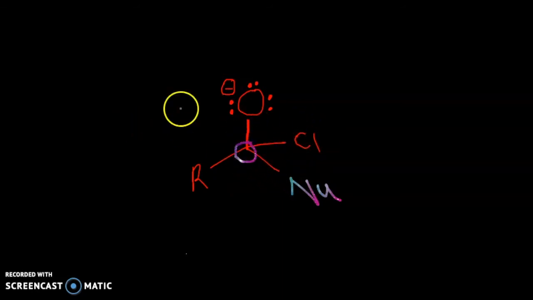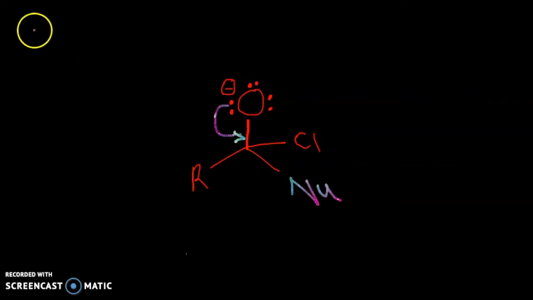The original geometry of the molecule was trigonal planar, and the trigonal planar is much more stable than this tetrahedral intermediate. Therefore, it wants to reform that trigonal planar molecule. The only way we can do that is by bringing these electrons down here to reform our pi bond, or our double bond, as we said before. And now, we have to kick something off. We have to remove one of our groups attached.